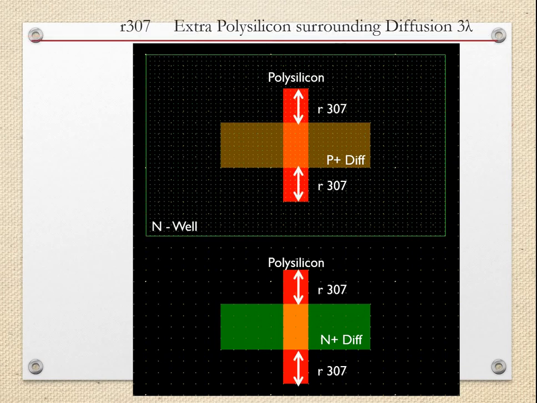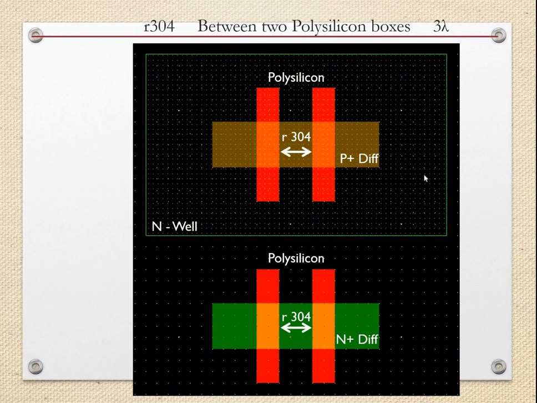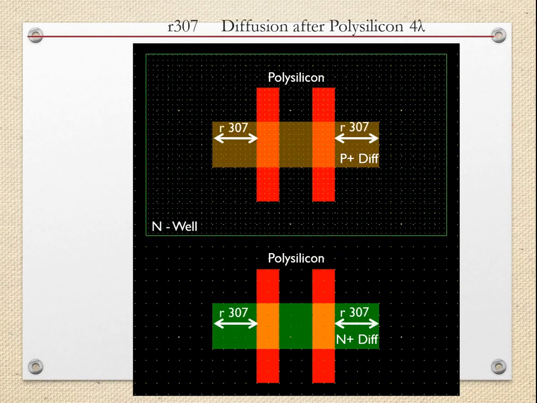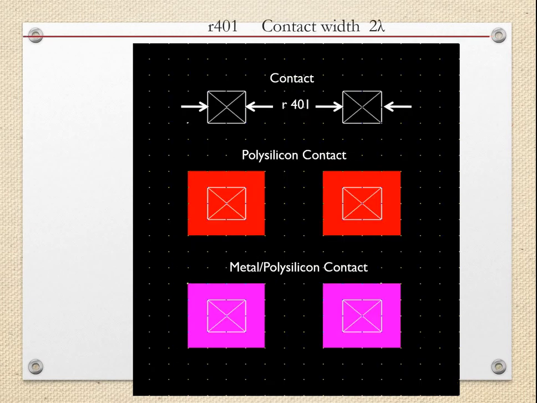Then extra polysilicon surrounding the diffusion. So this is your diffusion, and surrounding the diffusion this polysilicon width should be at least 3 lambda. Then between two polysilicon boxes, rule 304, we should have at least 3 lambda gap. Then diffusion after the polysilicon, it is 4 lambda. Then there are some rules regarding the contacts. The contact width is 2 lambda.